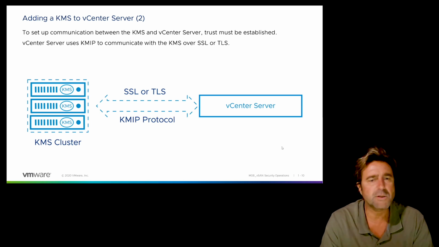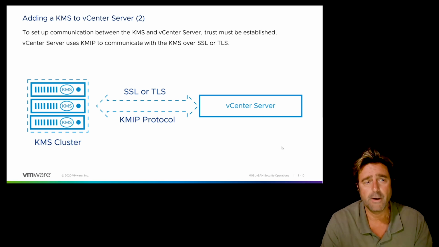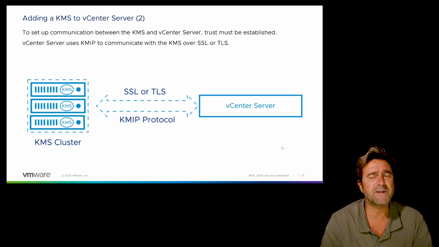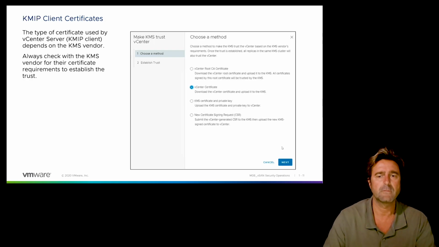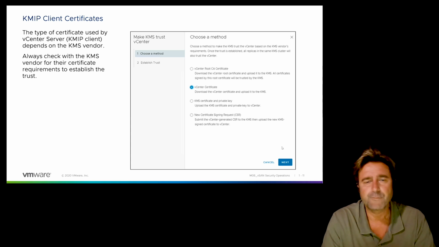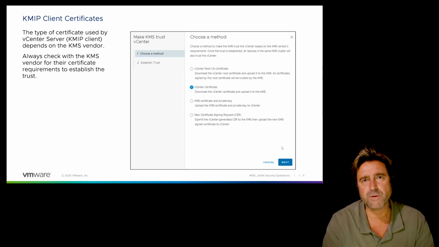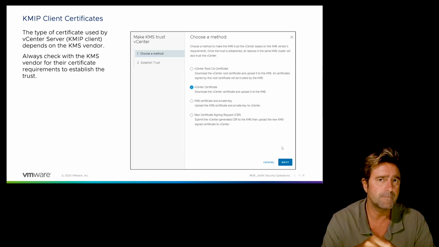Here, you can see that they tell you that once you tell the vCenter who is the KMS server, notice the vCenter uses KMIP, which is the protocol, to communicate with the KMS server over SSL or TLS. And if you take a look, when you establish trust, you're going to see a series of choices. The reason you see all these choices, once again, is because we support different KMS servers.